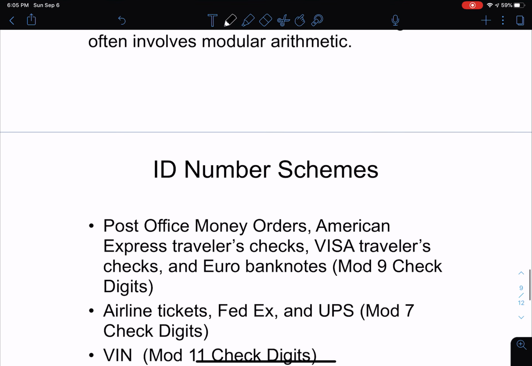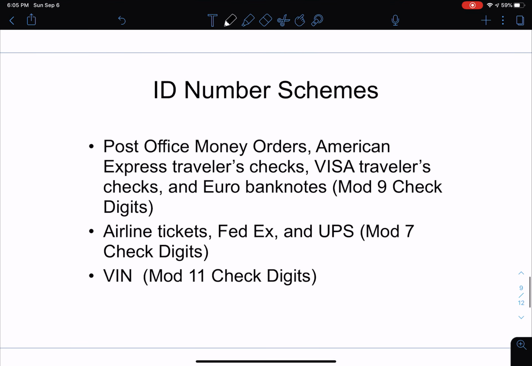Some examples of such ID number schemes. I mean, I mentioned your UPC codes. Everything you buy at the grocery store has a UPC code attached to it. Those have a check digit scheme. And one of the links on your modules talks about the UPC codes, and also gets into a special kind of UPC code with the post office.